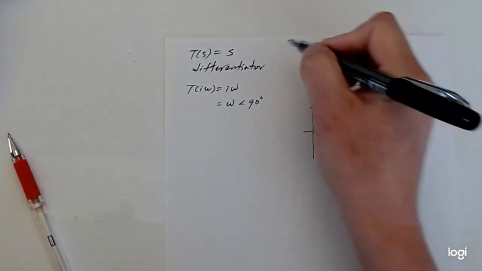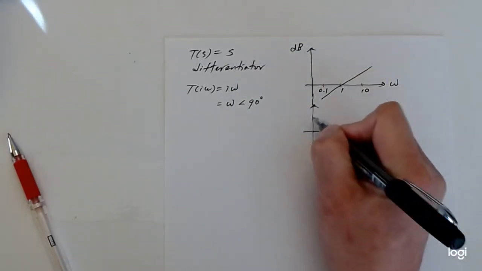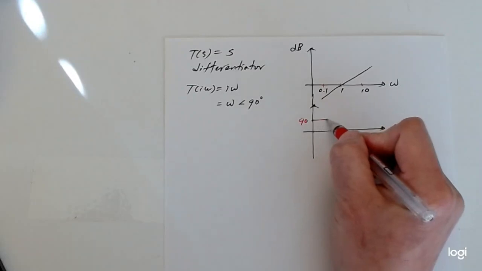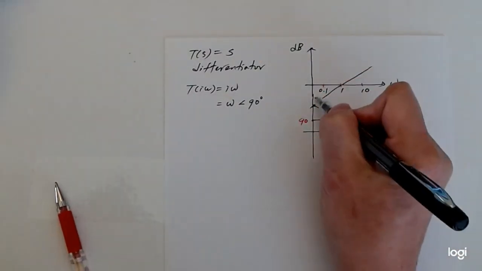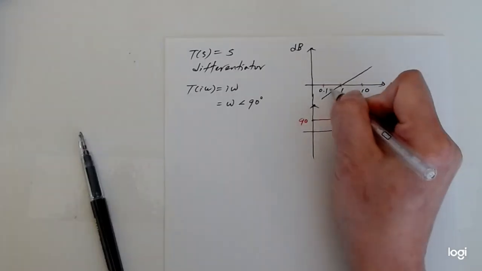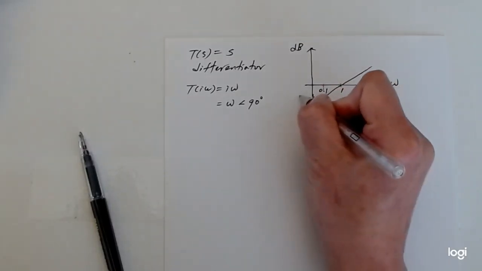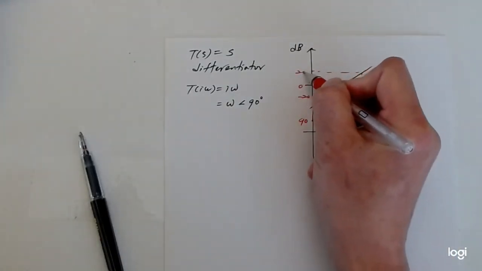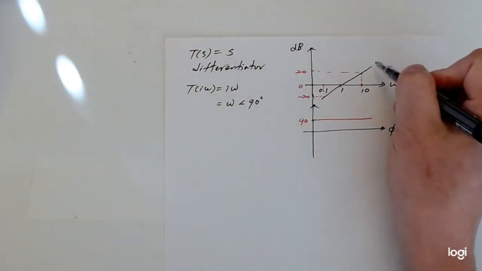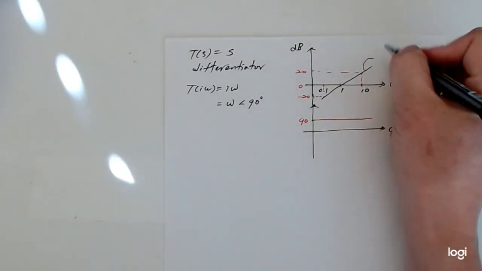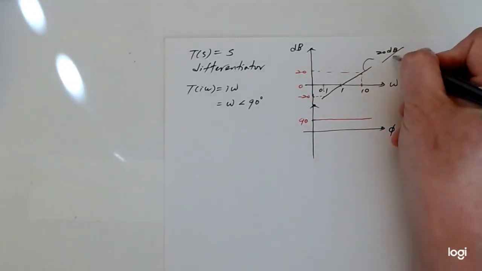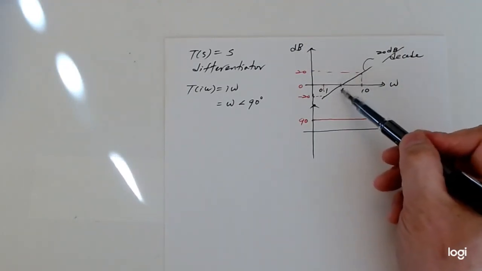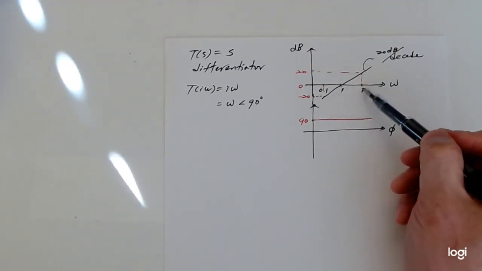The phase angle phi should always be 90. So this one here is minus 20, 0, positive 20. So the slope here will be positive 20 dB per decade, a positive 20 dB increment per 10 times of frequency. Okay.